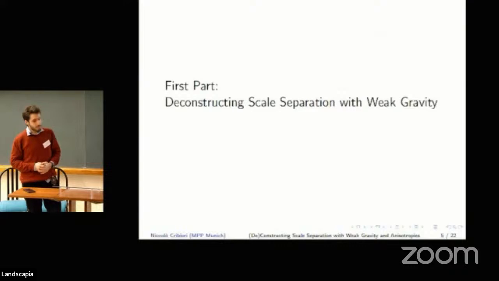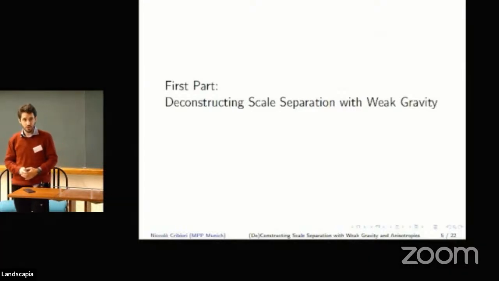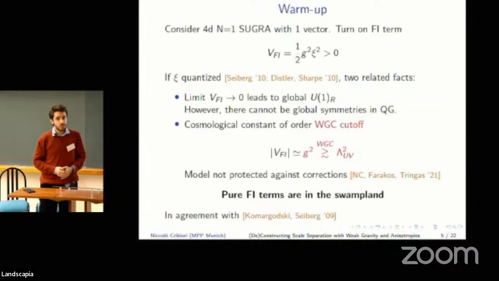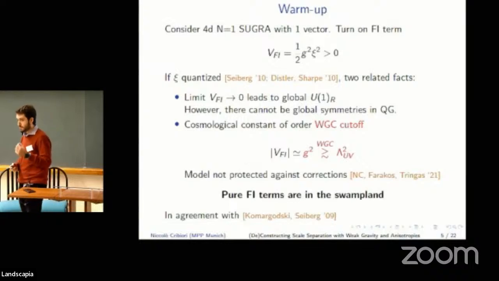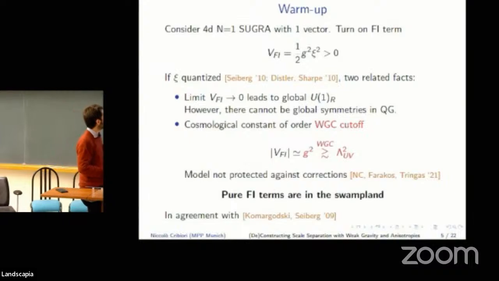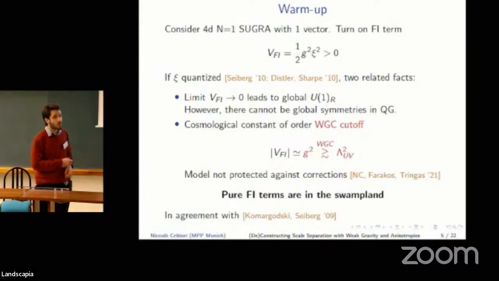So let me start on the first part, where I will use the weak gravity conjecture to put constraints on scale separation. Actually, the very idea can be understood from a different and simpler setup, which has nothing to do with scale separation. The very idea can be understood from just 4D N=1 supergravity with one vector multiplet.